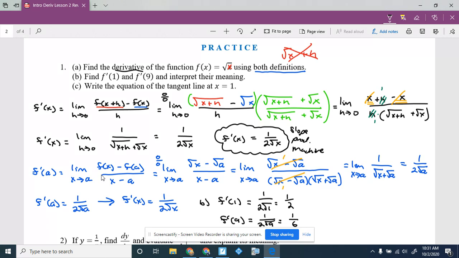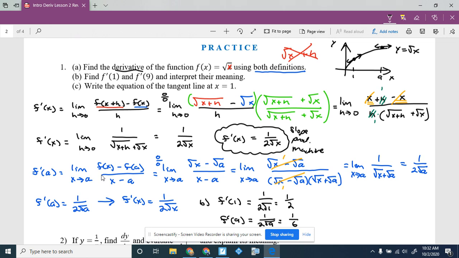Now, interpret the meaning. What does this mean? If I look at the graph of radical x, a rough sketch, we all know it looks something like that. The fact that f prime of 1 equals a half means that if I go over to 1 on this graph and draw in a tangent line, the slope should be up 1 over 2. That seems reasonable. Likewise, if I go all the way over to 9 and draw in a tangent line, the slope should be up 1 over 6. You can see it's not going to be as steep. So both of these seem reasonable.